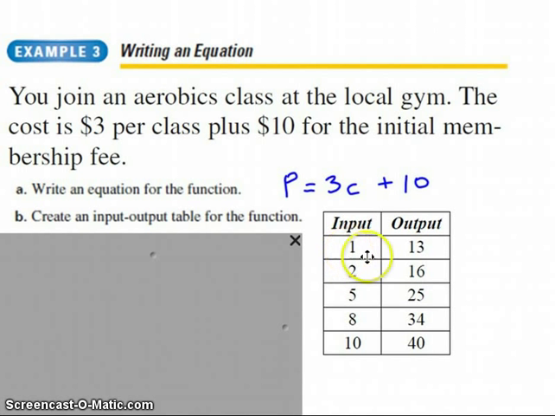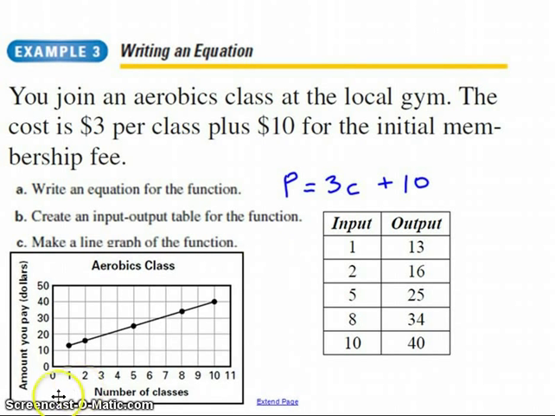Start with 1. If you go to 1 class, your price is $13. They've run their example here all the way to 10. If you take 10 classes, that would be 3 times 10, or 30 plus 10. 30 plus 10 is 40, and that's how they got 40. Here is that answer. I hope your input-output table looked a lot like this one. Last question was then to graph it, and here's that graph.